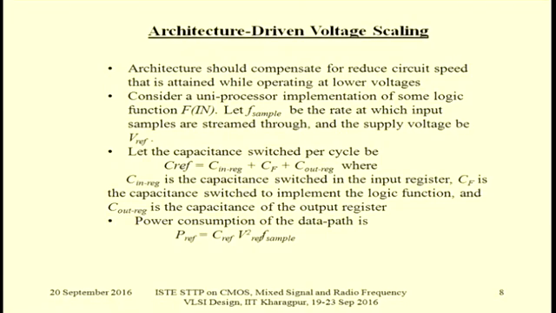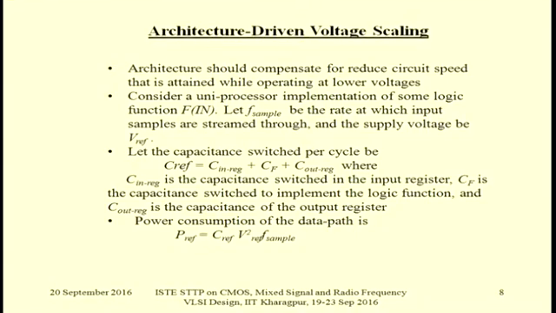For that also, let us take one example: a single processor implementation of some logic function, say the function of some input. Let f sample be the rate at which the input samples are streamed through. That means the same rate at which the inputs are sampled. The sample rate and this streaming rate are taken to be the same. And let the capacitance switched per cycle be this. Now see the reference: there is always the input register in which data is coming from the sampled input, a computing element, and then finally the output register. This will always be the basic structure.